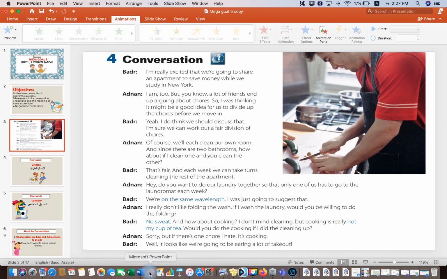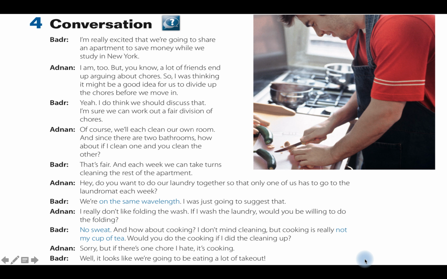Page 10. 4. Conversation. I'm really excited that we're going to share an apartment to save money while we study in New York. I am too. But you know, a lot of friends end up arguing about chores, so I was thinking it might be a good idea for us to divide up the chores before we move in. Yeah, I do think we should discuss that. I'm sure we can work out a fair division of chores. Of course, we'll each clean our own room, and since there are 2 bathrooms, how about if I clean one and you clean the other? That's fair. And each week we can take turns cleaning the rest of the apartment.